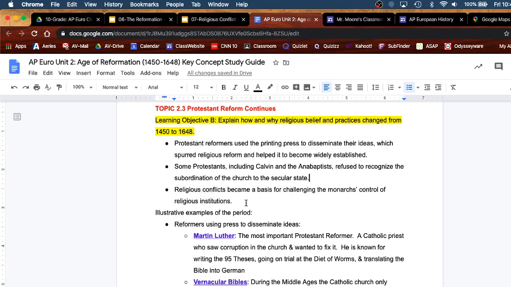So Christianity is sometimes used for political purposes. And sometimes leaders will use people's faith to try to motivate them to do things that they normally wouldn't do. And so Christianity has been used for political purposes both in the past and even in modern times. Here's this next bullet point. It says religious conflicts became a basis for challenging the monarch's control of religious institutions.